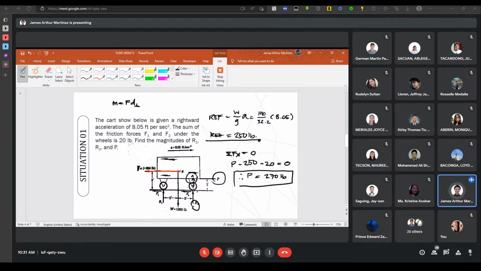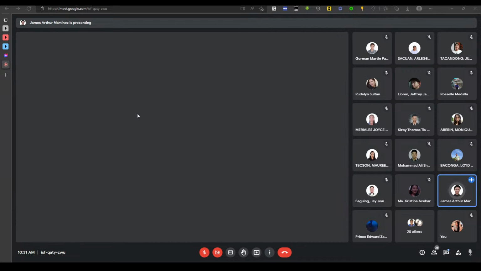Let's say, for example, we take moment at point A. Your force R2, what is its distance to point A? It is at point A, meaning its perpendicular distance is zero, right? So regardless of the magnitude of R2, multiplied by 0, it will just be zero, class. That's why we have this principle in moment that any force acting through the point of consideration of your moment is just equal to zero, or eliminated.